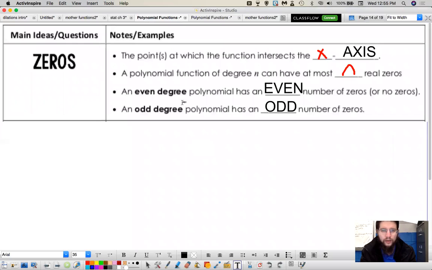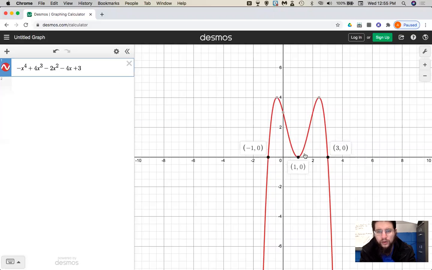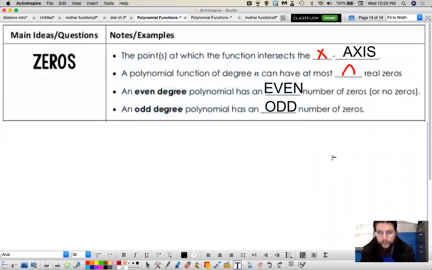So if we're talking about the number of zeros, it actually has 1, 2, 3, 4. We only see 3 of them because one of them is the same as another.